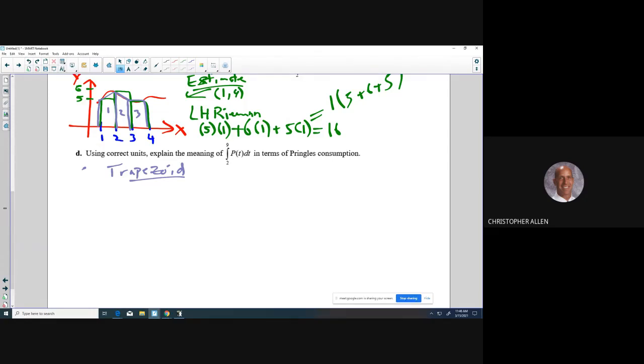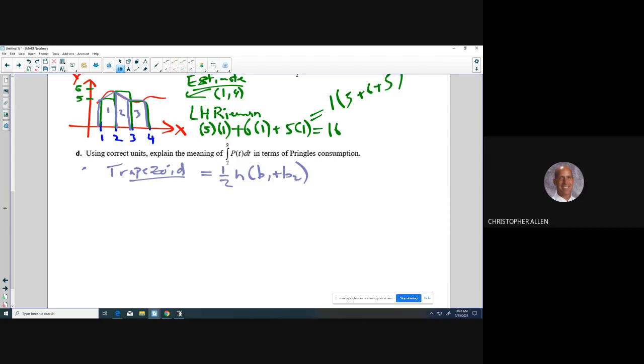So how do we find the area of a trapezoid? Well, the area of a trapezoid is 1/2 the height times base 1 plus base 2. This goes all the way back to middle school. That's the formula for the area of a trapezoid. Now, don't forget that the bases are the parallel sides. The height is the distance between the two parallel sides.